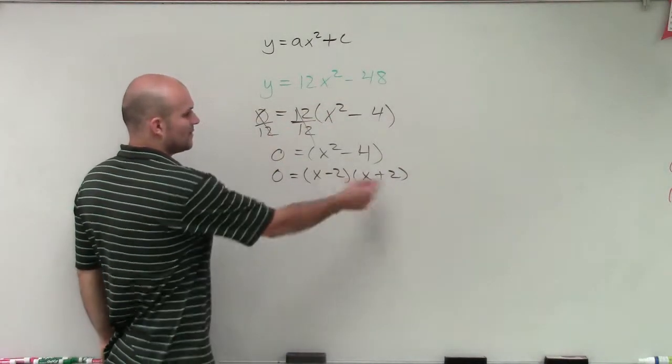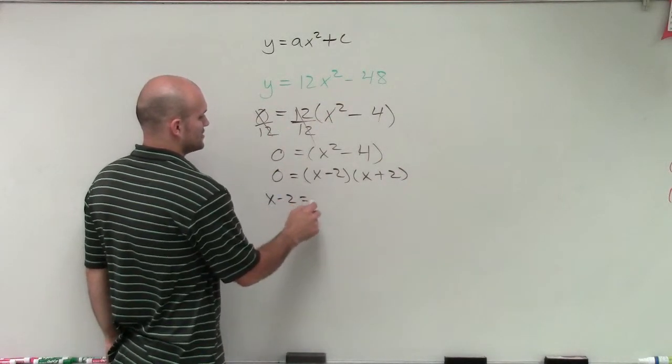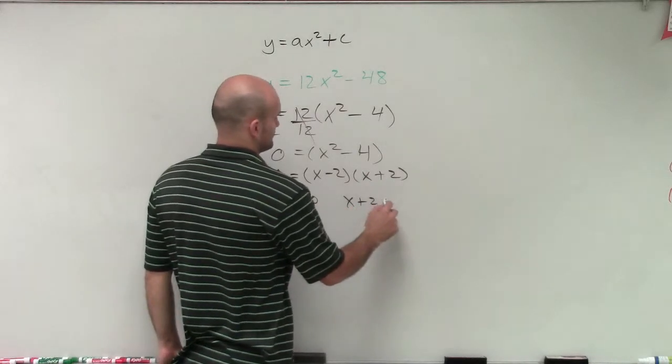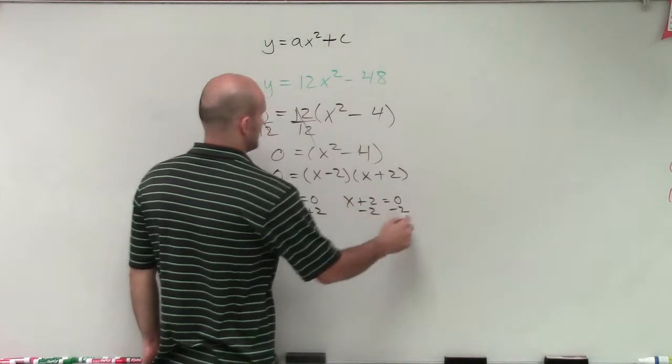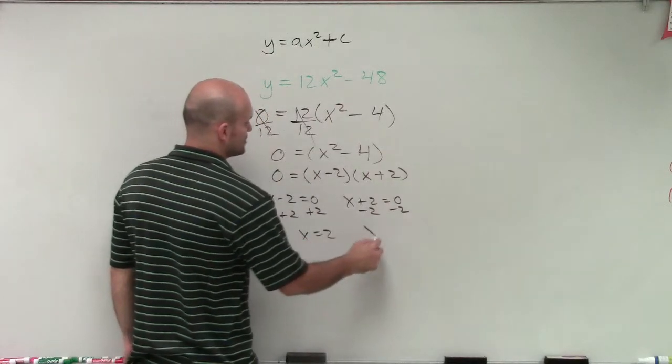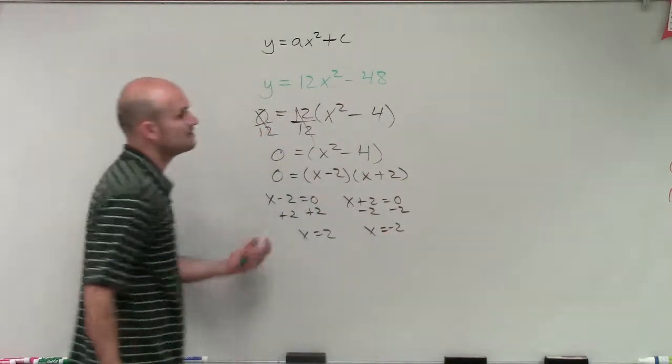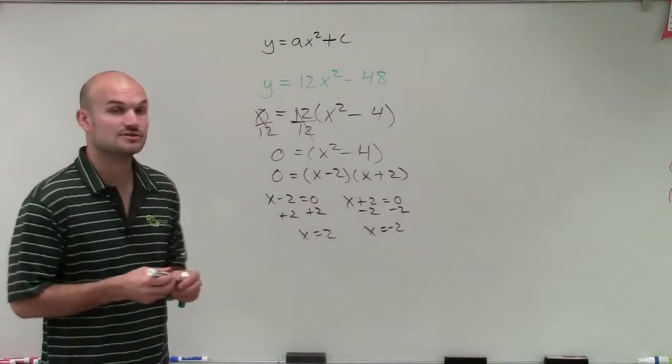So therefore, now I can apply the zero product property. So I set both factors equal to 0. Use my inverse operations, and x equals 2, and x equals negative 2. So there you go, ladies and gentlemen. Those are your solutions. Thanks.